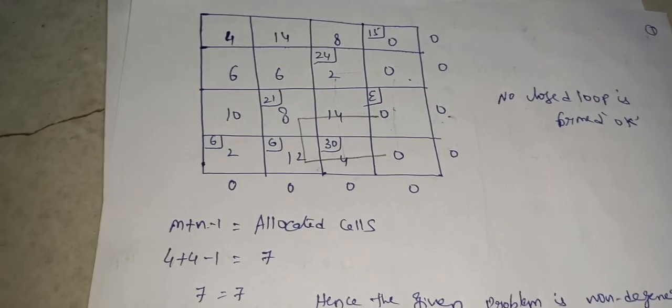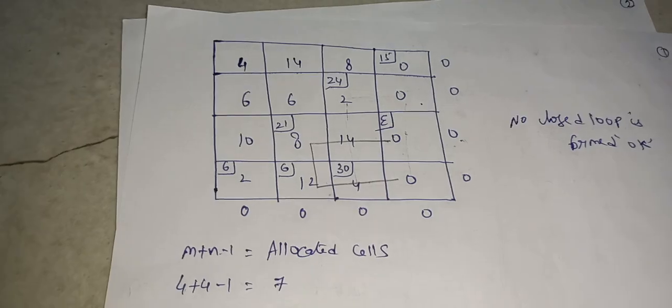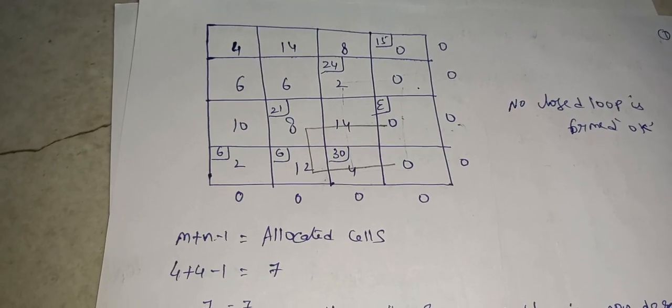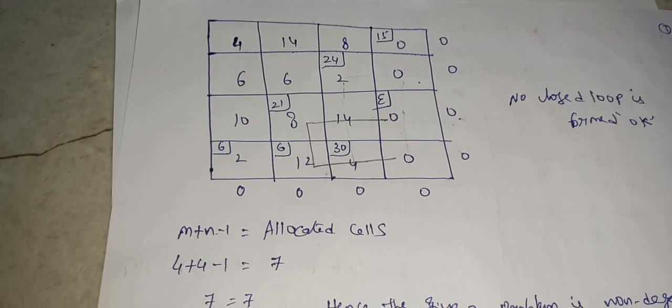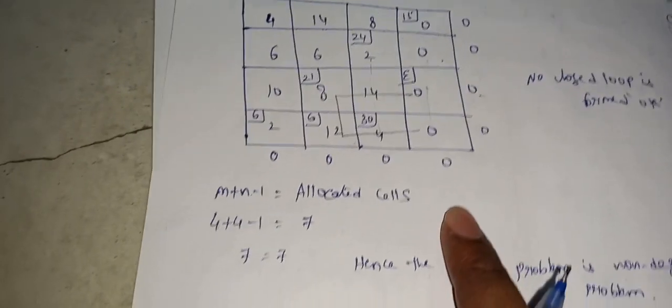The UV method is also called the MODI method. For every problem you have to do this UV method. This step is only to remove the degeneracy. So again go to step 3.